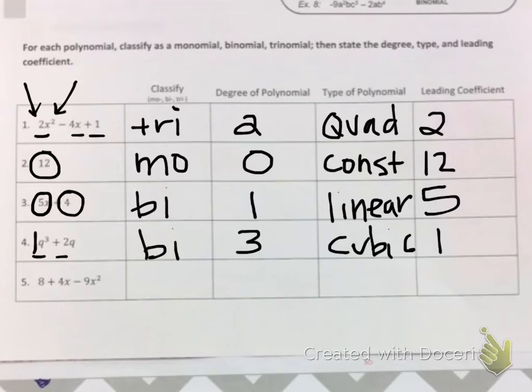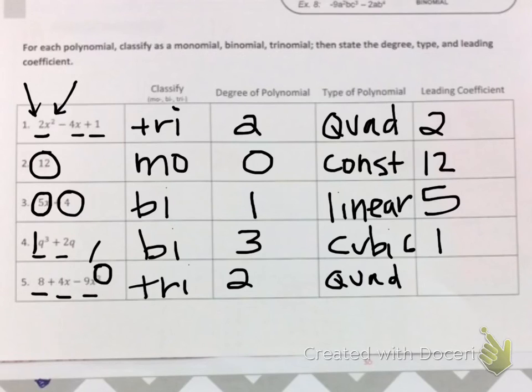This last one's kind of backwards to look at, so let's be careful while we're doing it. We have 3 parts to make that a trinomial. Its degree is the highest power. The highest power is 2. The type of polynomial would be a quadratic because of the power of 2. And the leading coefficient would be the number in front of the highest power, which in this case would be -9.